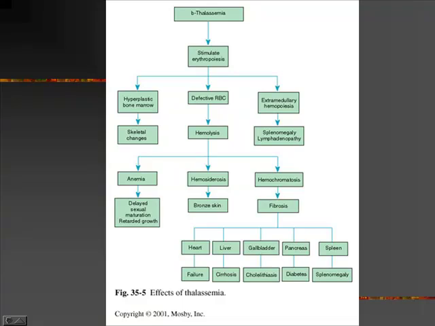And here's an algorithm showing what happens in B-Thalassemia in the bone marrow, that overproduction, defective RBCs, and then they become hemolyzed, and then going out and affecting the spleen and the lymph system. You end up with the anemia, bronze-colored skin, and fibrosis, so little scar tissues all over the lung, the liver, the gallbladder, the pancreas, the spleen.